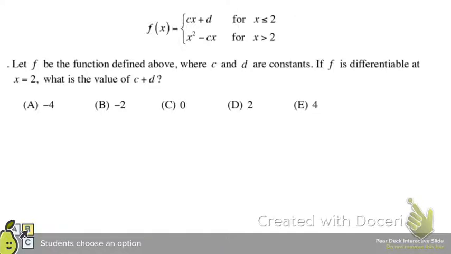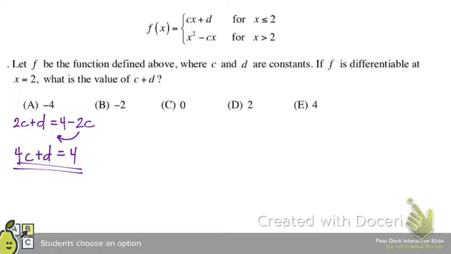If I plug in 2, I get 2c plus d for the top function. I just plugged in 2 for x. And I'm going to force that to be equal to the bottom function at 2. If I plug in 2 for this, I get 2 squared is 4, minus c times 2, which would be 2c. Now I can simplify that a little bit. I'll bring the 2c over to this side. So 2c plus 2c would be 4c, plus d is equal to 4. So this is my equation that's going to help me prove continuity.